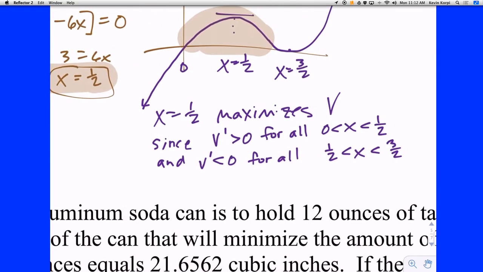Anyway, there you go. So what makes this a global argument instead of a local? For all, right?